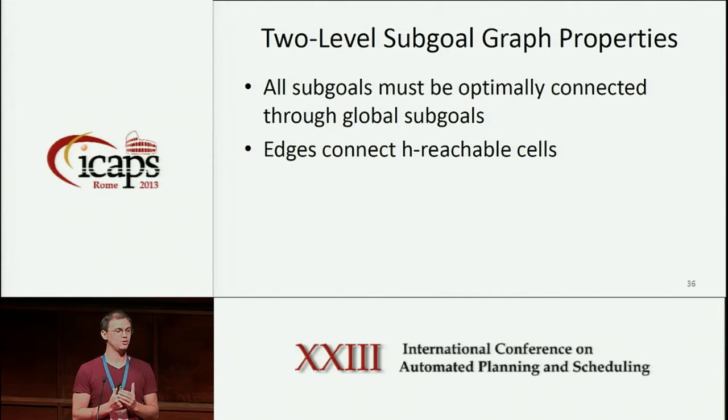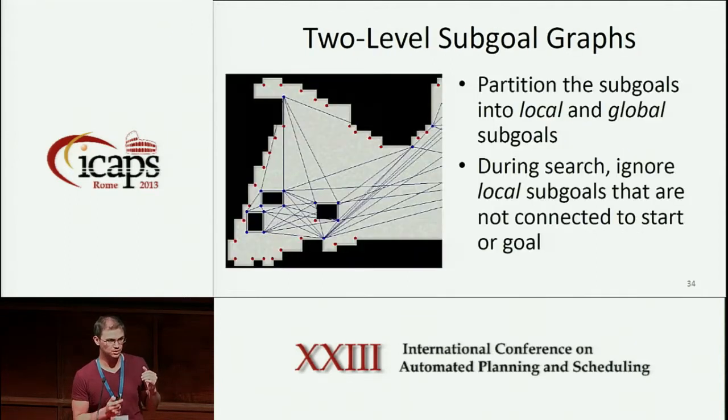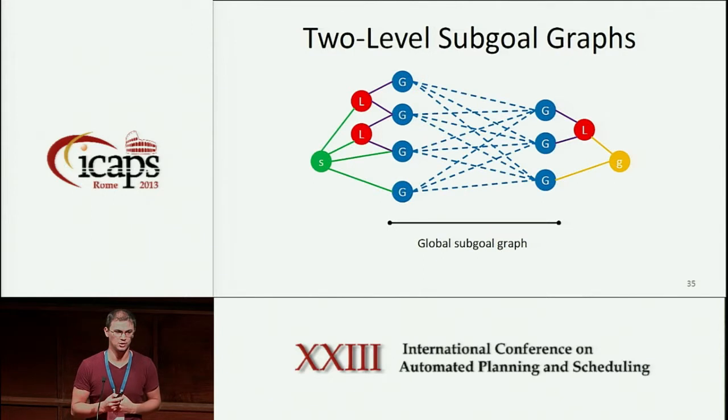So two-level subgoal graphs have 2 properties that need to be satisfied. The first one is required for optimality, and that is all of the subgoals must be optimally connected through global subgoals. And the second property is now we are allowed to use H-reachable edges as well. So actually, I forgot to mention in here, this doesn't show the whole picture. We have more edges, actually. We have all the edges of the simple subgoal graph, but we just don't consider them until the relevant local subgoal becomes part of the graph.